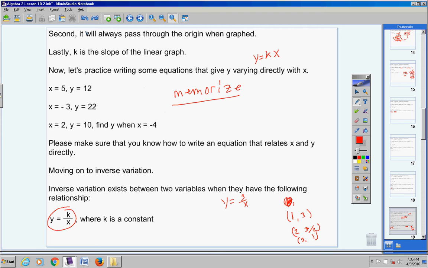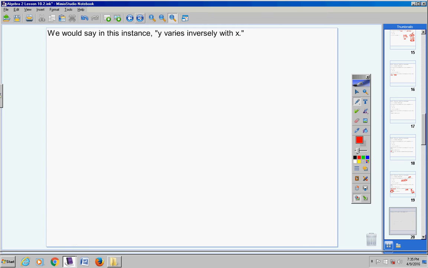Maybe you understand that, maybe you don't, but the main thing you do need to know is this. When you hear the words inverse variation, think of this model here. You have to, okay? It's very important. Now, we would say in this instance, y varies inversely with x.